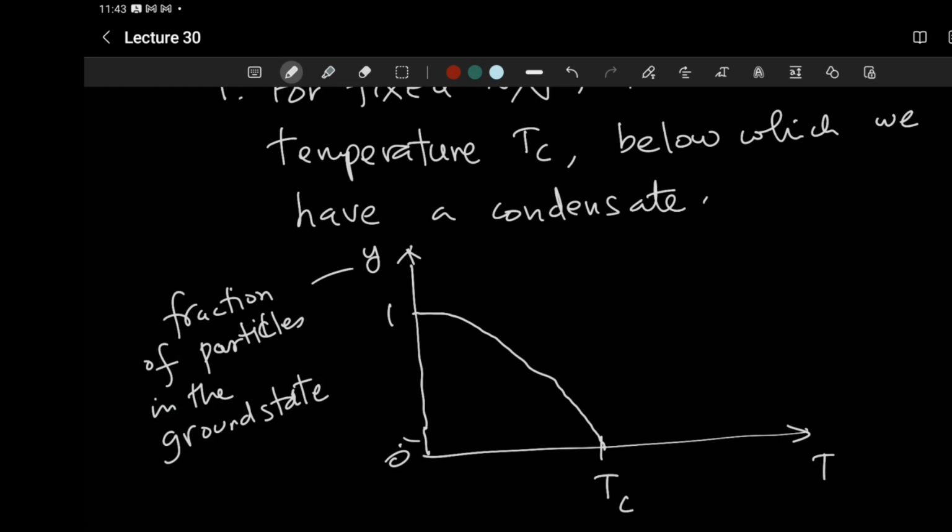Okay, so until Tc it is 0. Then Bose-Einstein condensation starts. So as you go below Tc, it will start increasing, and then at 0 temperature we know that everything goes to the ground state. So it will go to 1. So this is just a curve.